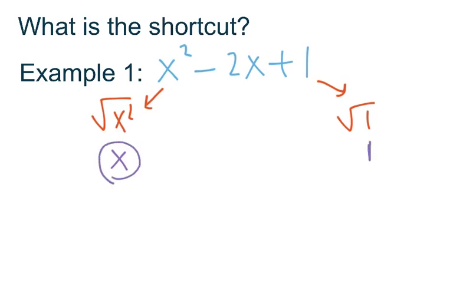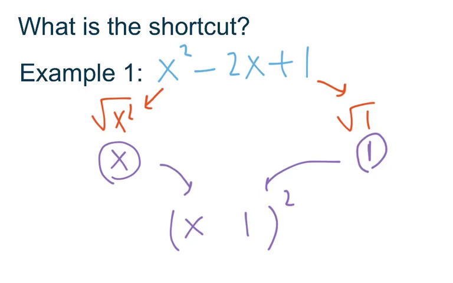Now remember, these are like our key terms in writing out the factored form. For these problems, we only need one set of parentheses. And this is important: you have to square it. Okay? And remember, our key terms, we have x and we have 1.